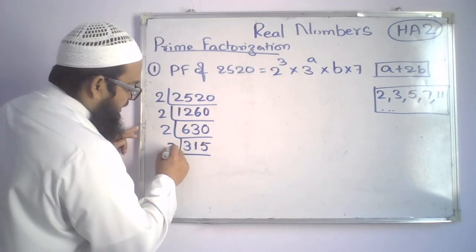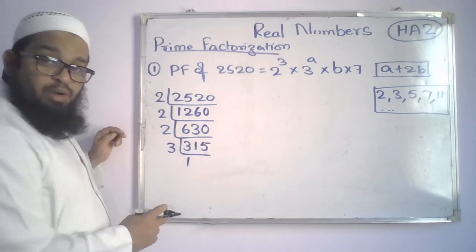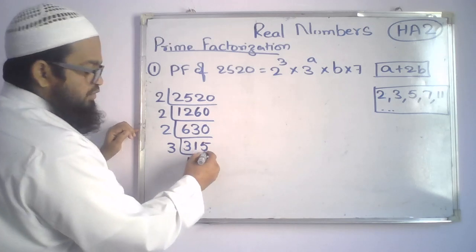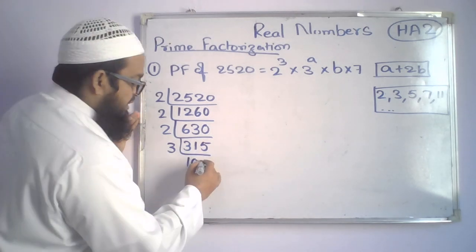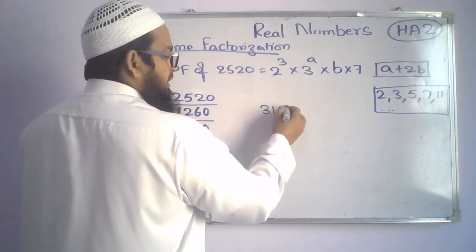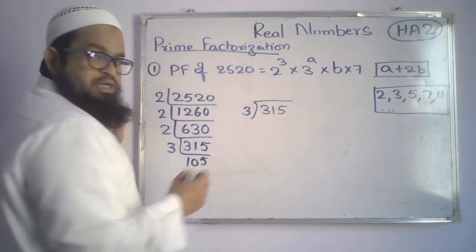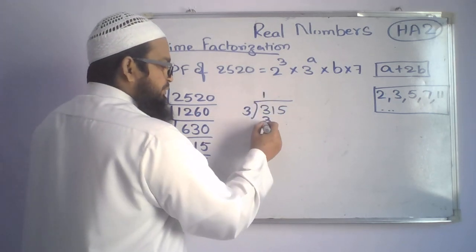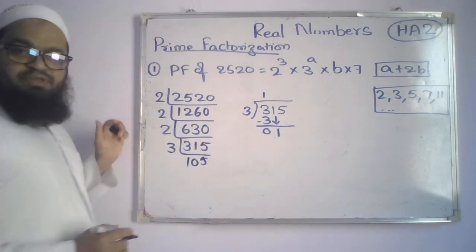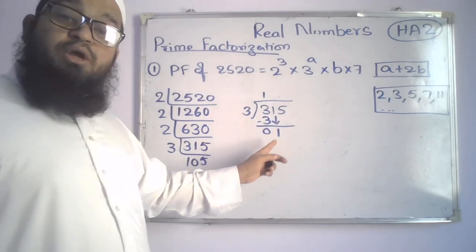So 315, 3 how many times? 3 ones are 3. And the next number is 1. Is it divisible? No. So therefore keep 0 and take 2 digits, 15. So 3 fives are 15. I'll take a break here. See, for example, in 315, most of the students will write it as 15. Let us check. 3 ones are 3. So 3 minus 3 is 0. Bring down 1. Is 1 divisible by 3? 1 is a smaller number. It is not divisible. So therefore, what are you supposed to do?